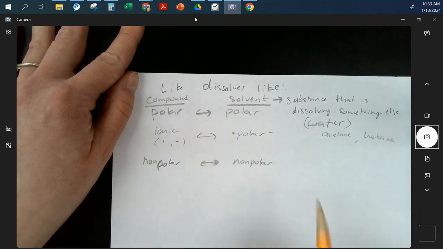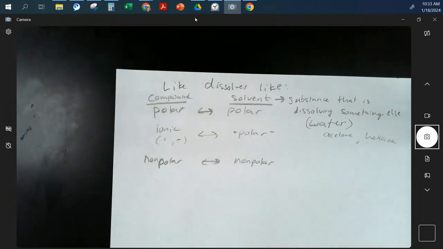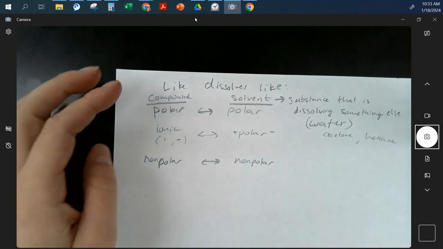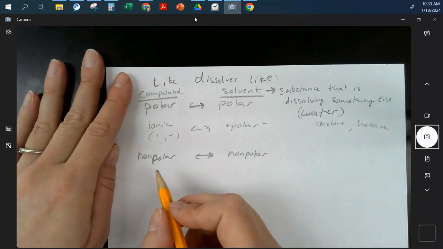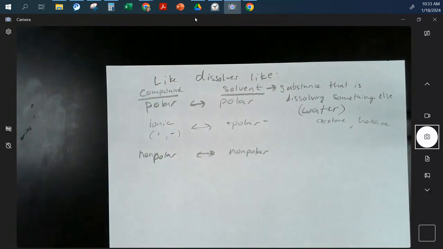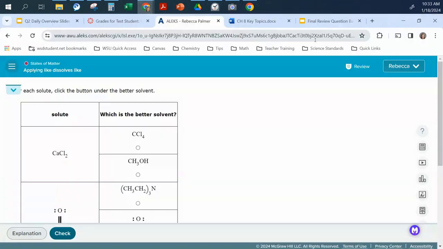So this is like water separating from oil. Water is not a good solvent for oil because they are different. Water is polar, oil is nonpolar. They don't like to mix. Okay, like dissolves like. I think those are the rules. Okay, let's see if with these rules we can look at these topics now.